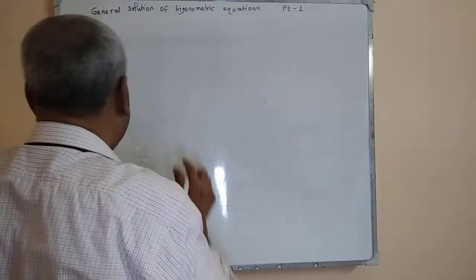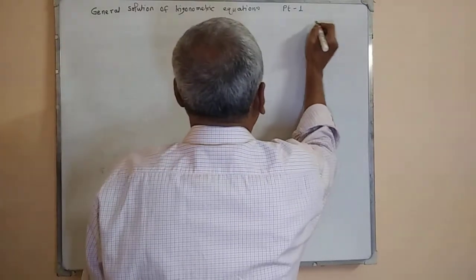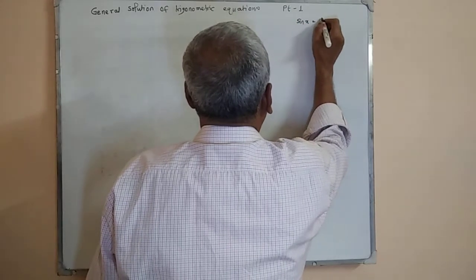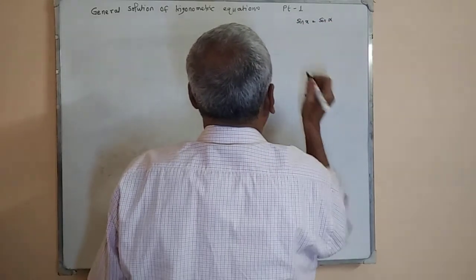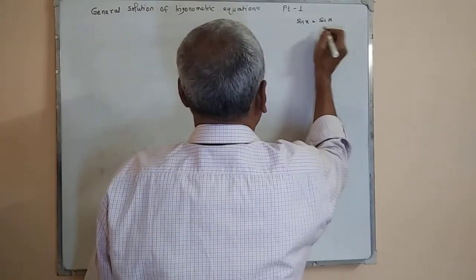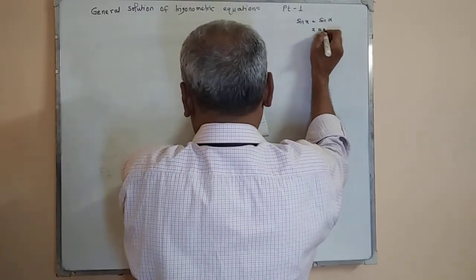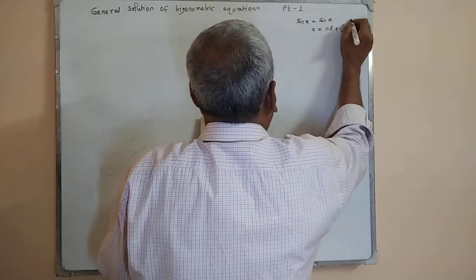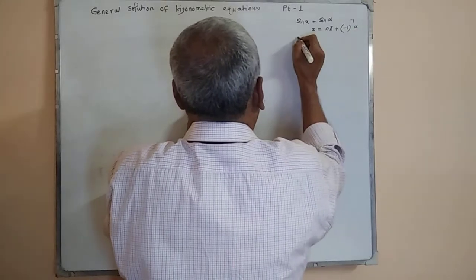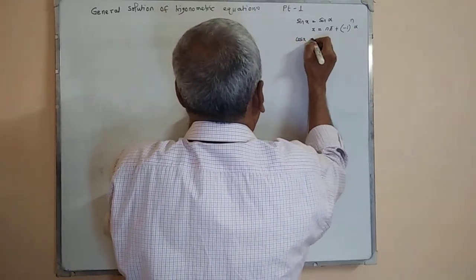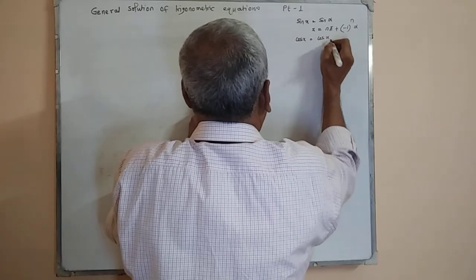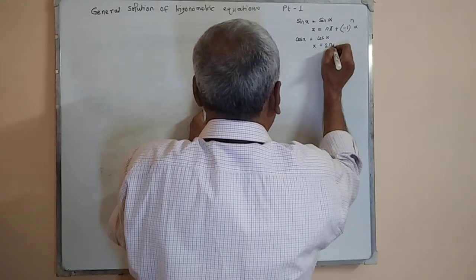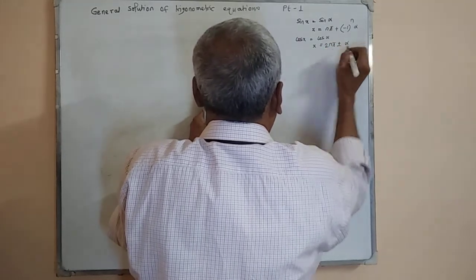Number one, if sin x is equal to sin alpha, then x is equal to n pi plus minus 1 to the power n into alpha. Cos x is equal to cos alpha, then x is equal to 2n pi plus minus alpha.